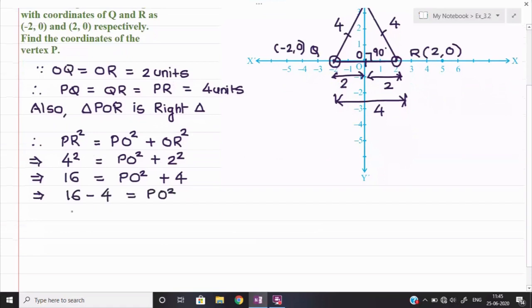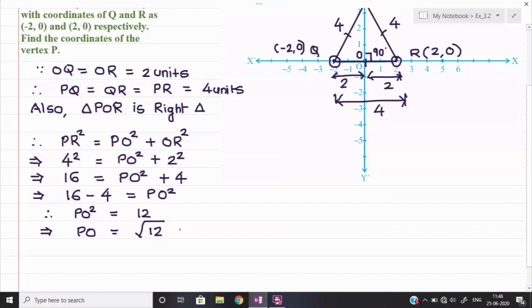Now see, square of PO will be equal to 12. When the square goes onto that side, it will become the square root. So PO will be equal to under root of 12. Remember, we can't write 12 in the form of a perfect square. Now you may ask why plus minus is not coming, because we are finding the length here and length cannot be negative. So we are discarding the possibility of the negative sign.